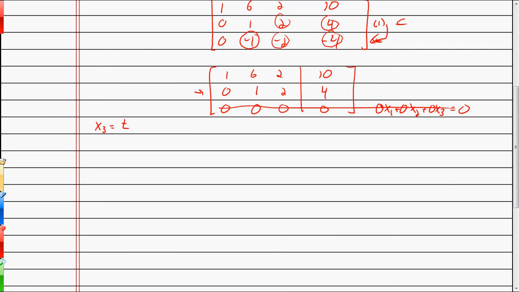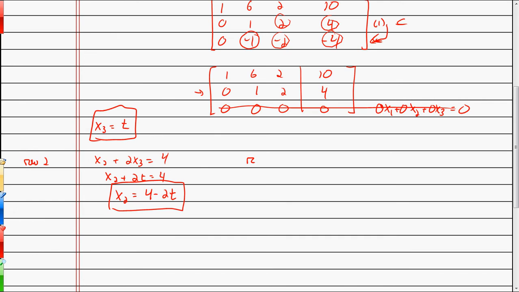And so now if I look at row 2, that basically says x2 plus 2x3 equals 4. And I'm going to let x3 equal t, so that's x2 plus 2t equals 4, or x2 equals 4 minus 2t. All right? So I'm getting there. I have infinitely many solutions, and I'm working on the general solution.